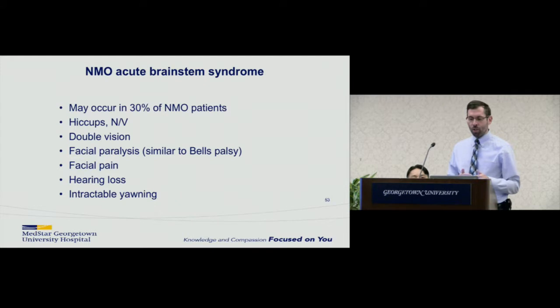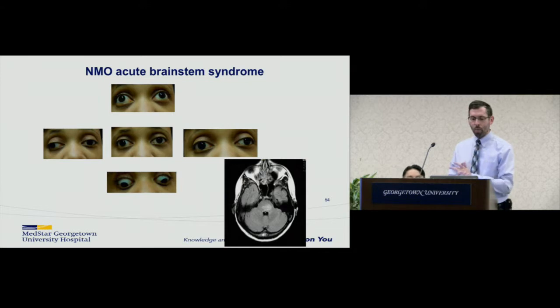The brainstem syndrome is a syndrome where you can get the nausea and vomiting, but in addition, there are other parts of the brain and the face that can be affected. So you might get something that mimics a Bell's palsy where the face can be partially paralyzed. Double vision can occur, hearing loss, and even intractable yawning. Here's an example of a patient. When she looks to the right, she's seeing double. When she looks to the left, she's seeing double because her eyes aren't moving correctly together. Your brainstem is very important for controlling your eye movements, and so if there's any inflammation there from NMO, that can lead to double vision problems.